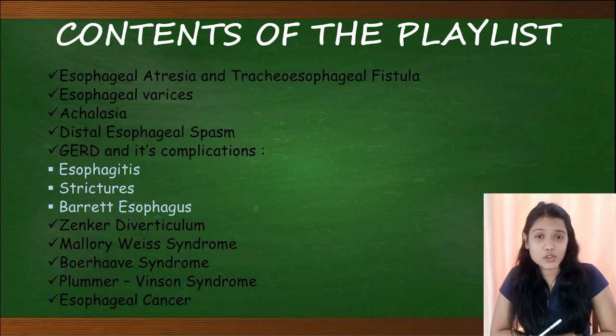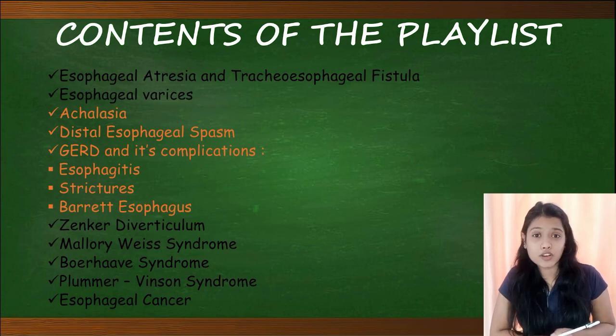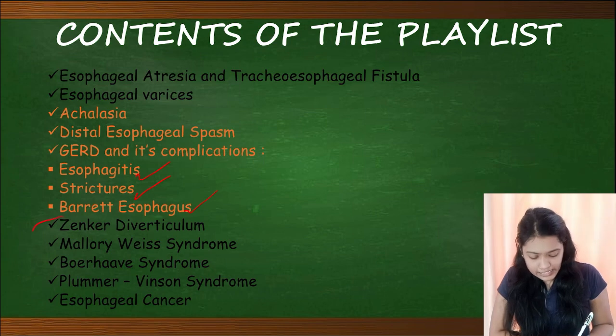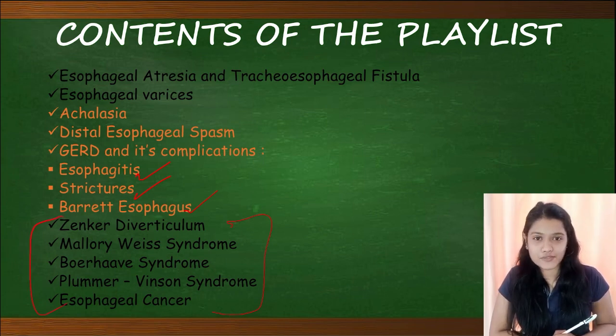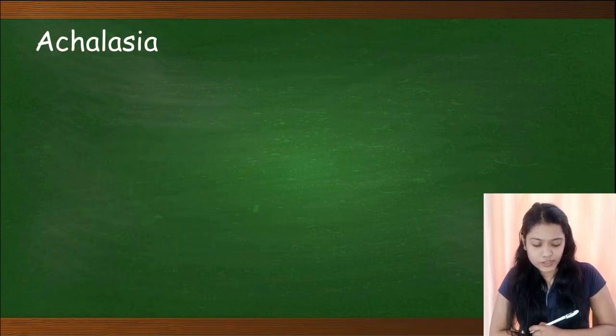Now in this video we'll be discussing achalasia, distal esophageal spasm and GERD, and also the complications related to GERD, that is esophagitis, strictures and Barrett esophagus. And in the next video we'll be covering all the remaining topics. So let's get started. Let's start with achalasia.